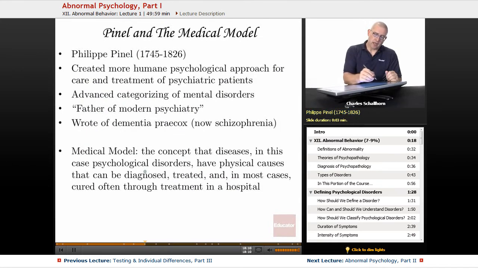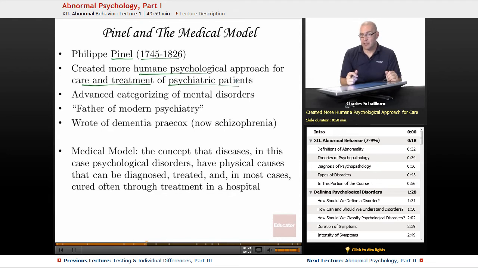Philippe Pinel, a Frenchman in the 1700 to 1800s, created a more humane approach to the care and treatment of psychiatric patients. Because prior to this, and a part of the treatment of not just why, but also how we treated people with mental disorders, whether it be putting them on the ship of fools, or locking them between the walls of a city, or just locking them away.